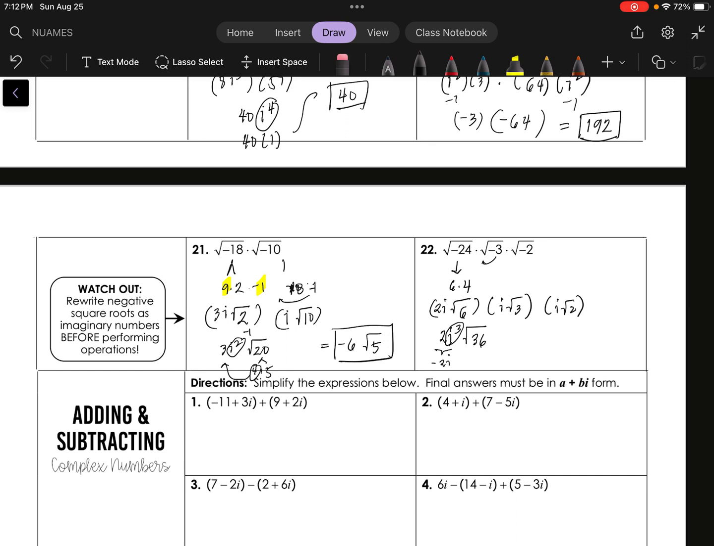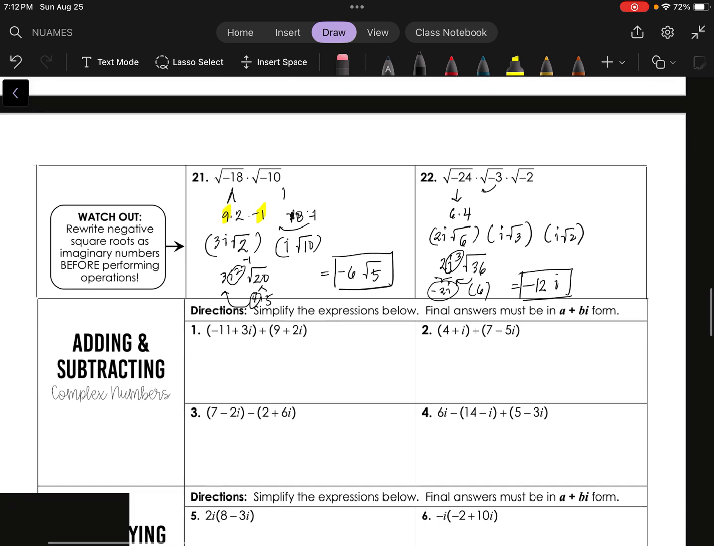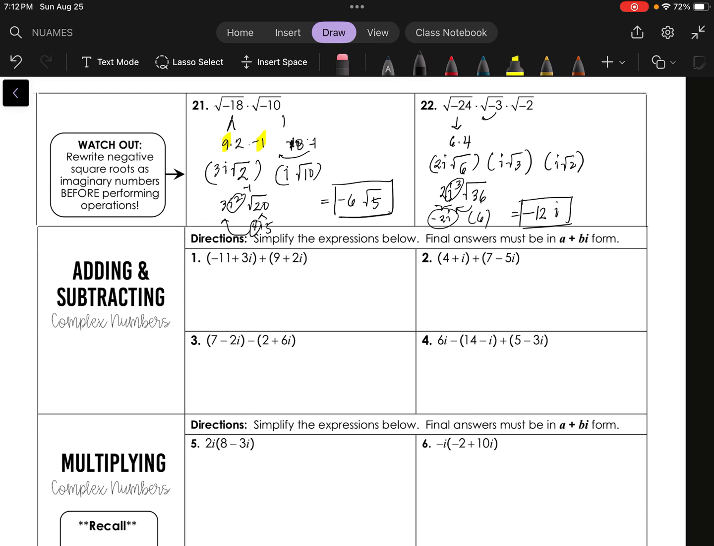But notice that 36 is a perfect square, so you could extract that with the negative 2i, which gives you negative 2 times 6. Therefore, your final answer is equal to negative 12i. That's your final answer. Okay, now the first part is basically multiplying.